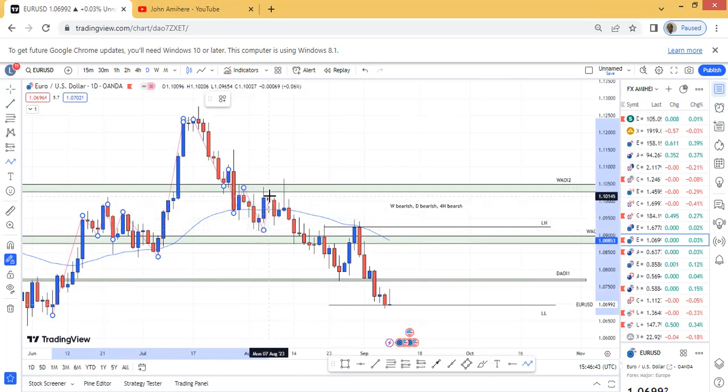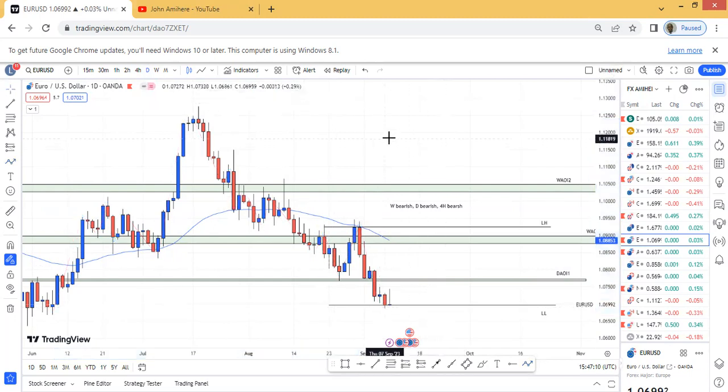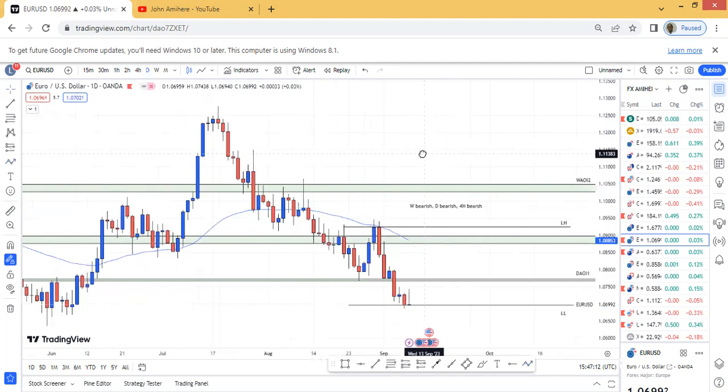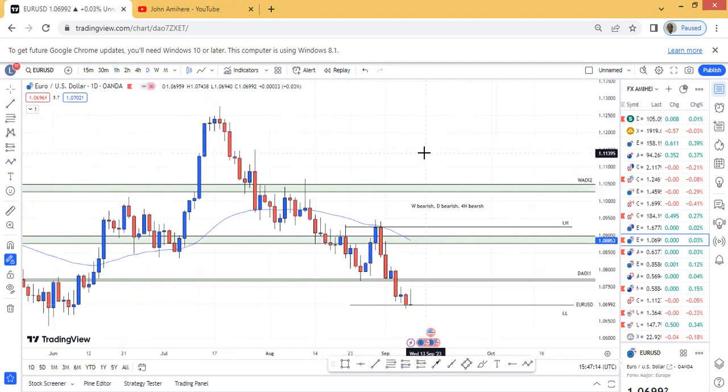Then a lower high. A lower low. A lower high. A lower low. Then we came to form a higher high. But from this higher high region, it has come to form a lower low. So clearly, the daily is also bearish. The daily is in the same direction as the weekly. So the weekly is bearish, the daily is bearish.